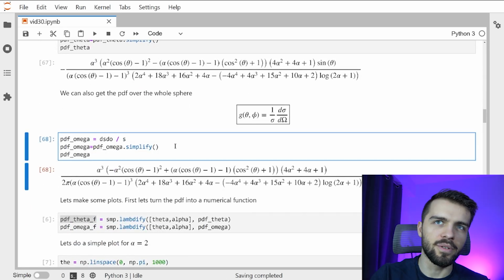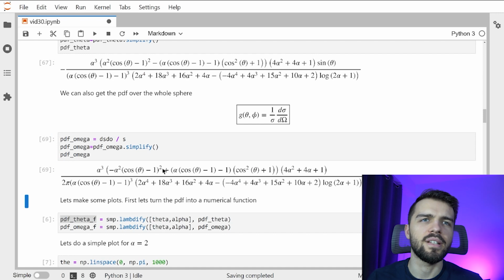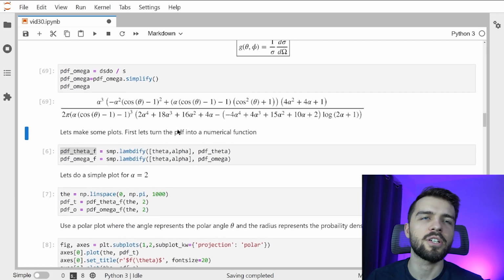And so I can solve for g of theta phi here as well. I think I already did this, and I get this expression here. So I have two different expressions. And let's actually plot these two and see what they look like.